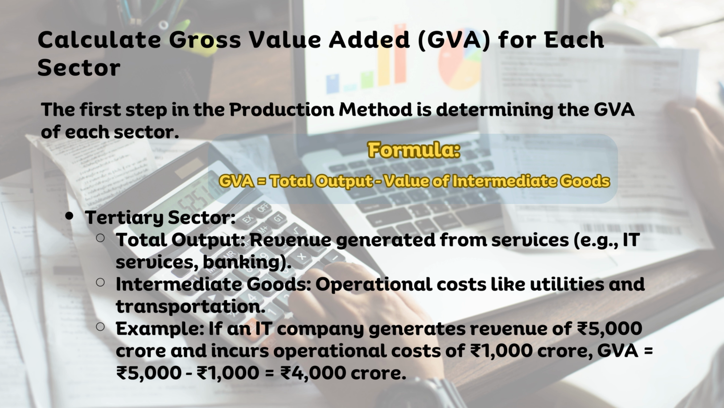Tertiary sector. Total output, revenue generated from services, for example IT services, banking. Intermediate goods, operational costs like utilities and transportation. Example: if an IT company generates revenue of 5,000 crore rupees and incurs operational costs of 1,000 crore rupees, GVA is equal to 5,000 minus 1,000 is equal to 4,000 crore rupees.